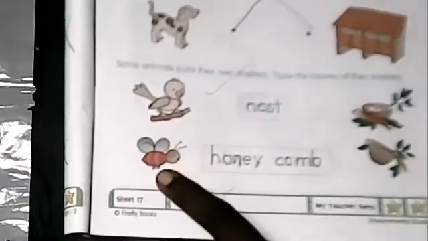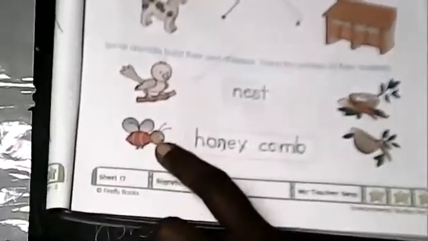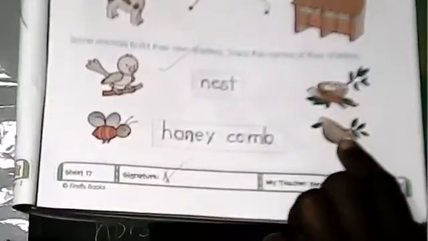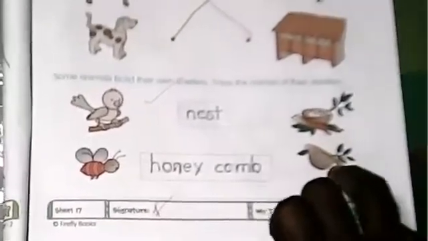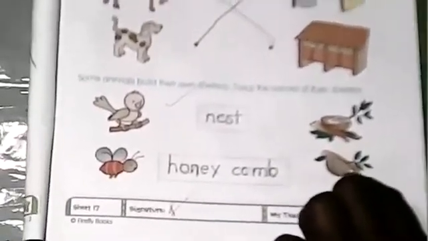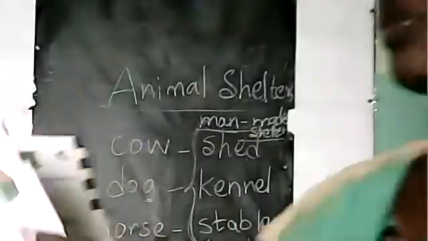Okay. Then next, what is this? Honeybee. You have seen honeybee. Honeybee lives in a comb. Honeycomb. You have seen this honeycomb in trees. Honeybee lives in the honeycomb. So trace those letters, the dotted letters. Okay. This is today's work. You have to complete this work.